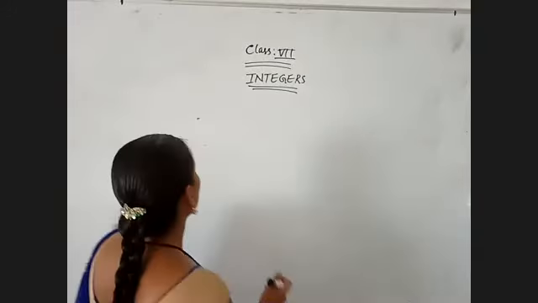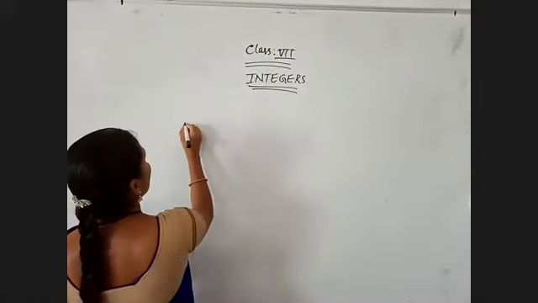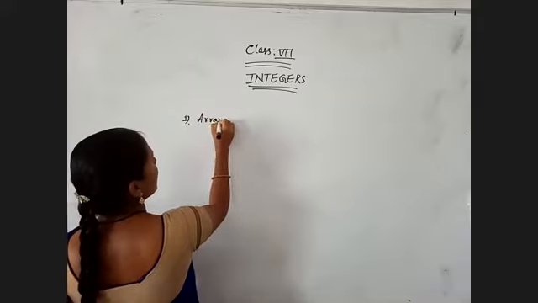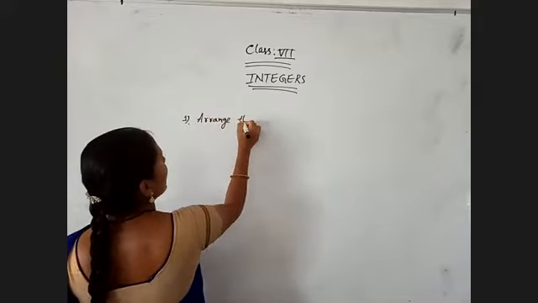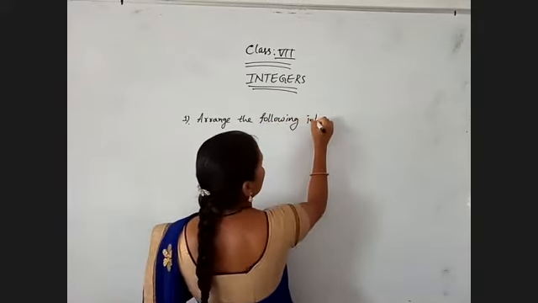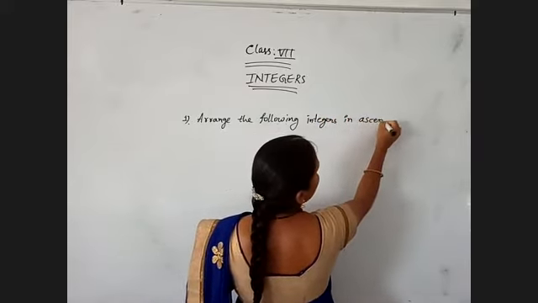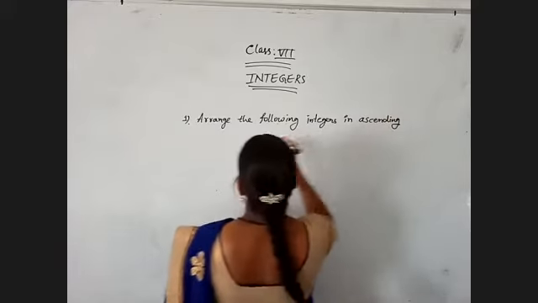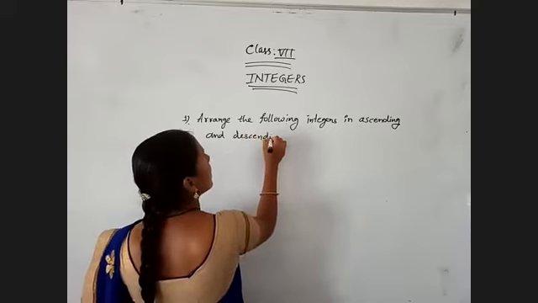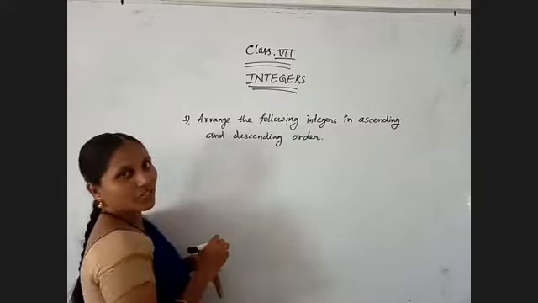So here, coming to this problem, first of all I am giving: arrange the following integers in ascending order as well as descending order. Okay, that is comparing of integers.